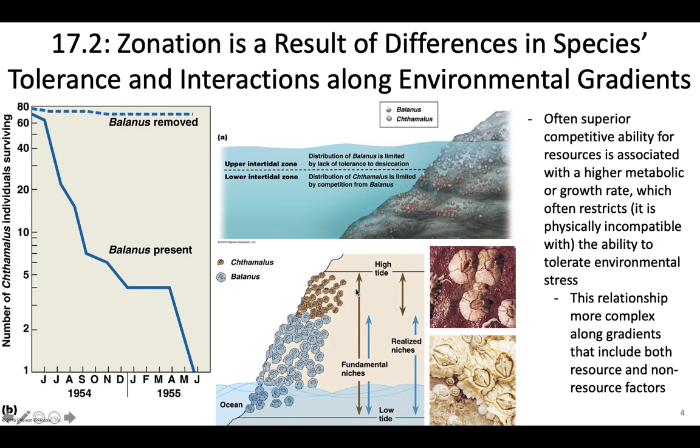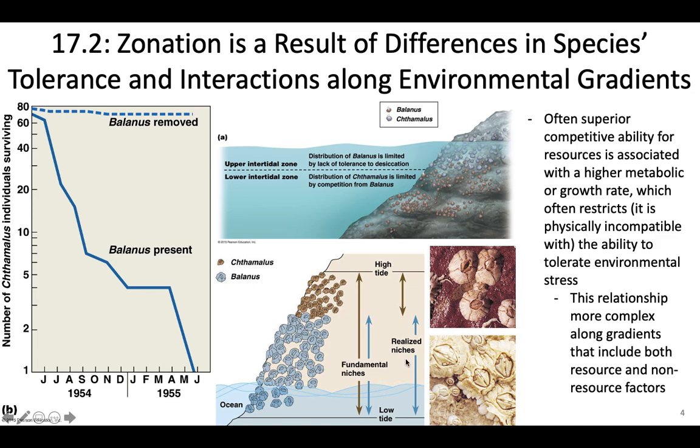So without the interaction of the balanus there, though, the thalamus would be able to theoretically colonize this entire environment, but the balanus at areas that are more covered by water are able to outcompete the thalamus, so the fundamental niche of the thalamus, or the realized niche of the thalamus, has been restricted to here.